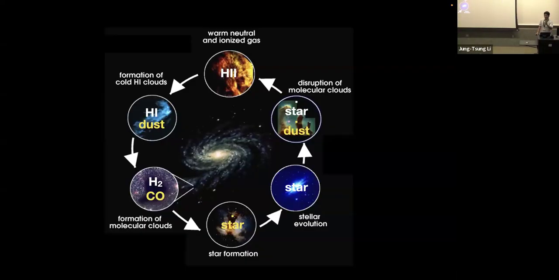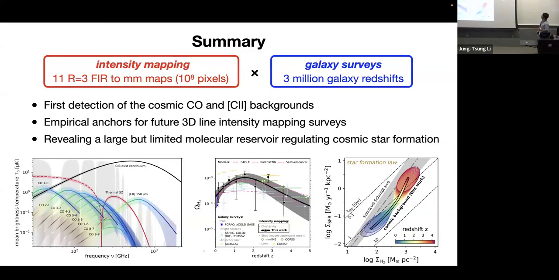So with these different line features and continuum features of the background light, we start to probe many different phases of the cosmic baryon cycle. A lot of action occurs inside galaxies, but we're probing it on the largest integrated scale. So here's my summary. Today, what I showed you is a synergy between intensity mapping and galaxy surveys to report the first detection of the CO and C2 background and learn physics about star formation cosmologically.